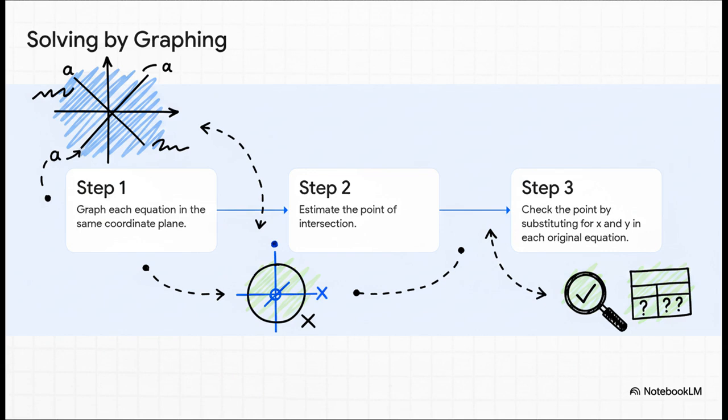Step 1, graph the first line. Step 2, graph the second line on the same grid. Step 3, find the spot where they cross. And just to be safe, check that point to make sure it works. Easy enough, right? Let's see how it looks.